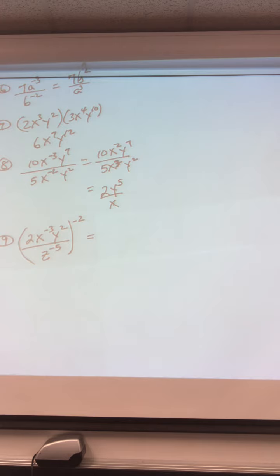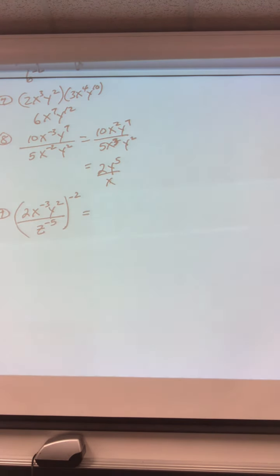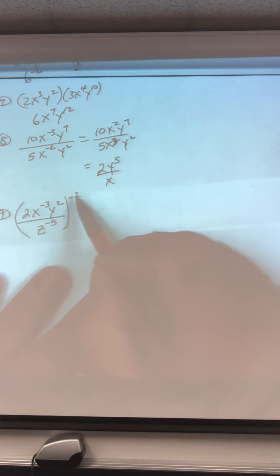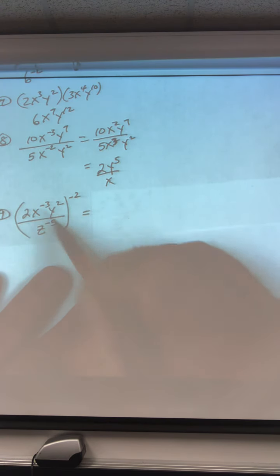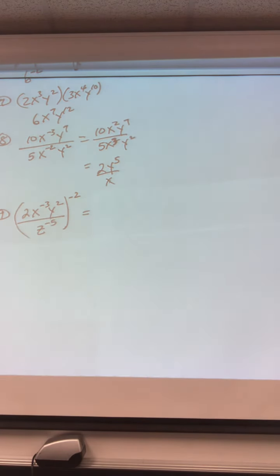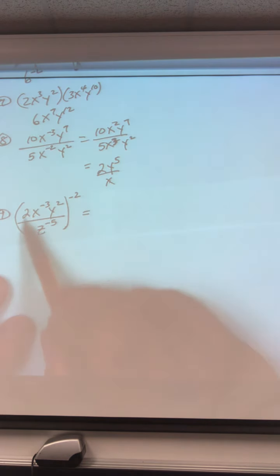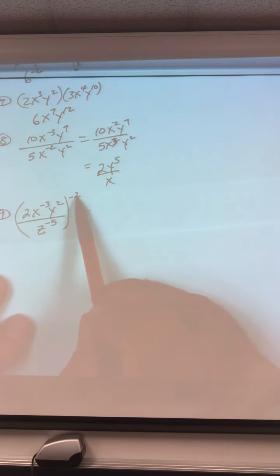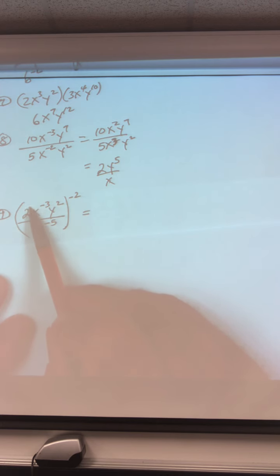Okay, and then this last one, you have to use the power rule. And remember the way you do this is, if you have a power outside of a parentheses, you multiply this exponent times all of the inside exponents. You can do that as long as you are multiplying and dividing in here. So notice there's no adding and subtracting going on in this parentheses. So I'm going to multiply this exponent times negative 5, this exponent times 2, this exponent times negative 3, and this exponent times understood 1.